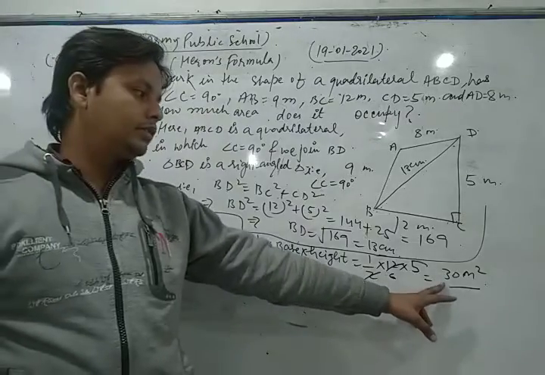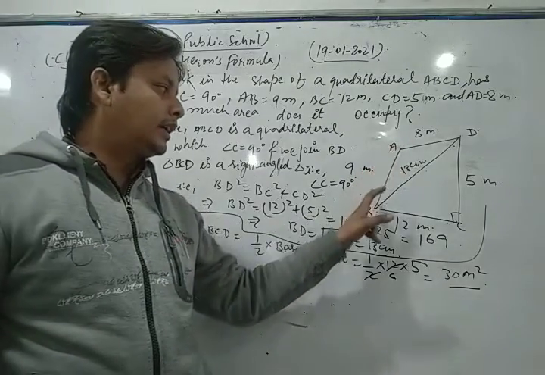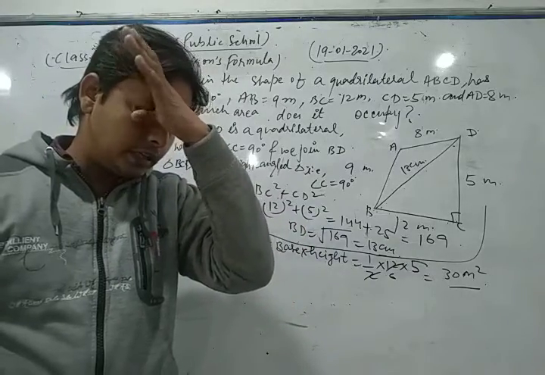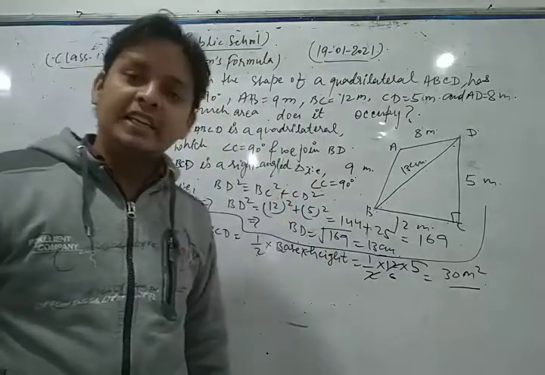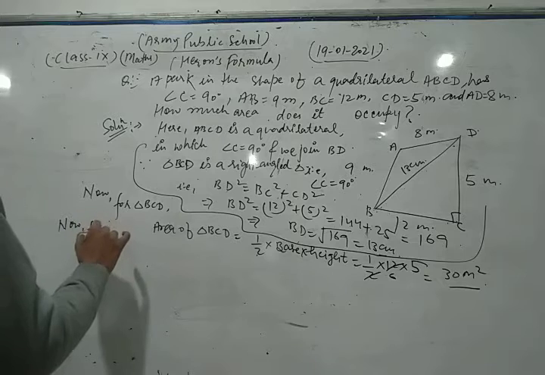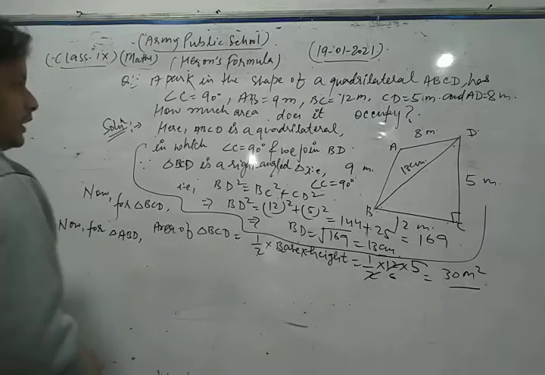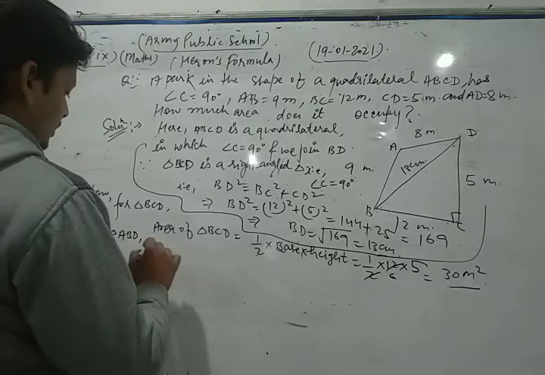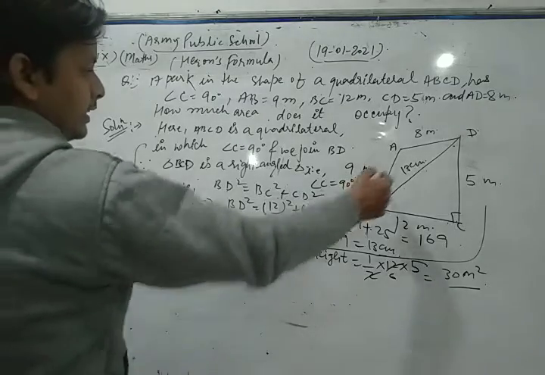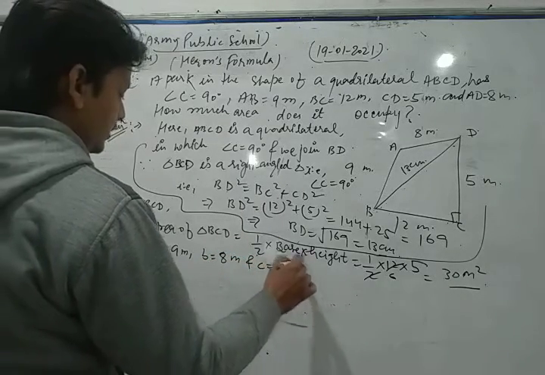Okay, what is the given value? This is 30 meter square. Okay, now what do we find? Now in triangle ABD we use Heron's formula for finding the area of triangle ABD. Now for triangle ABD, let a be 9 meter, second side b be 8 meter, and c be 13 meter.